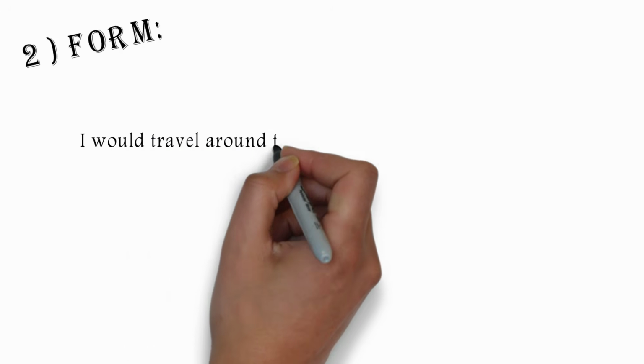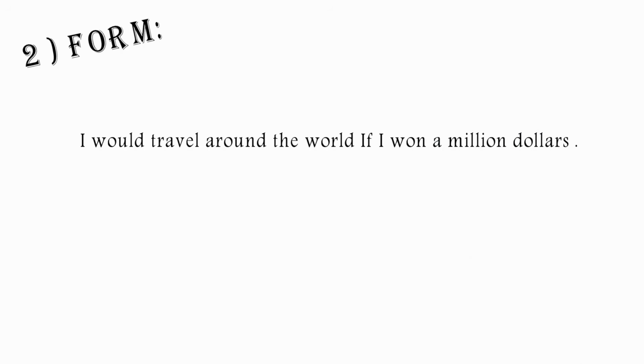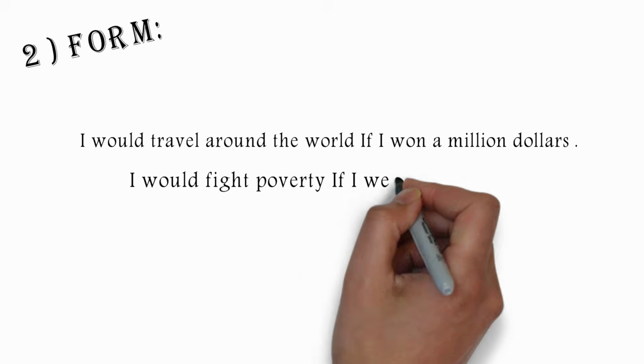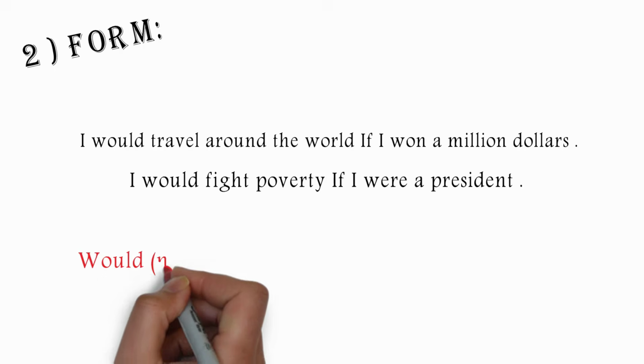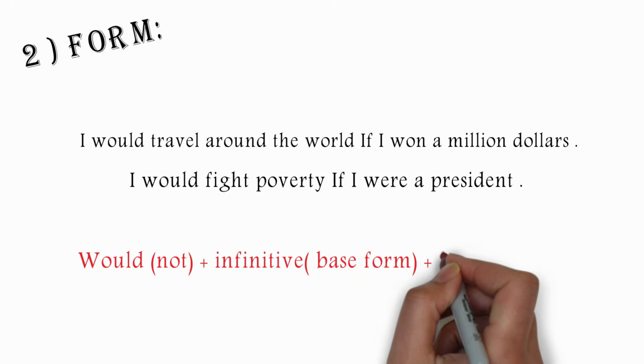By the way, we can change the order of the sentences. I would travel around the world if I won $1 million. I would fight poverty if I were a president. In this case, the form will be would or wouldn't plus infinitive plus if plus simple past.